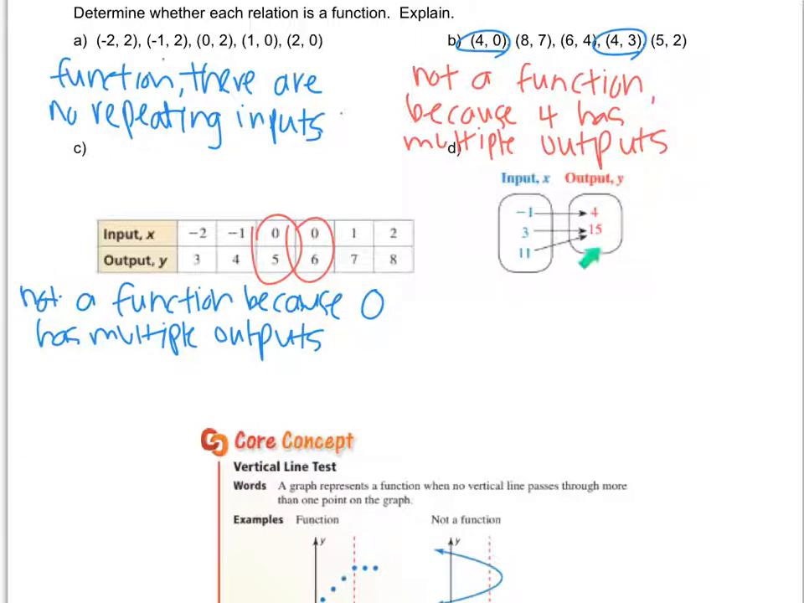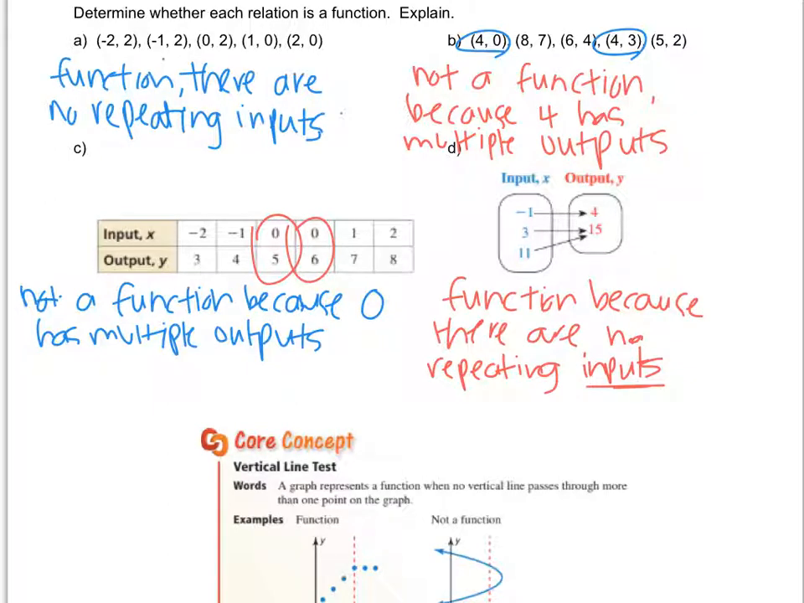Well, over in the output section, 15 has partnering inputs, right? So 15 repeated itself when I listed off the input and output partnerships in the very beginning of this example. But it's not the outputs that matter, it's the inputs. When you look at these inputs, none of the inputs repeat themselves. It was the output. Since the input doesn't repeat, it is still a function. I underlined the word input because even though the outputs repeat, it's the inputs that matter.